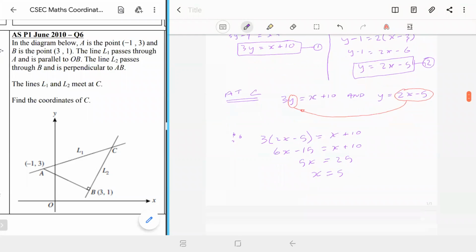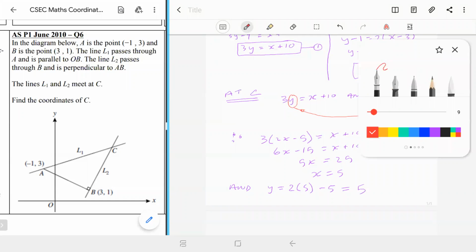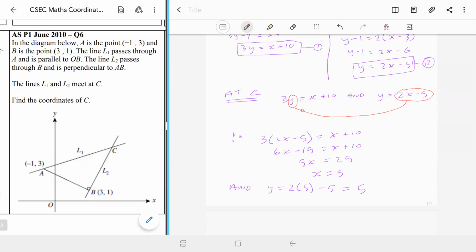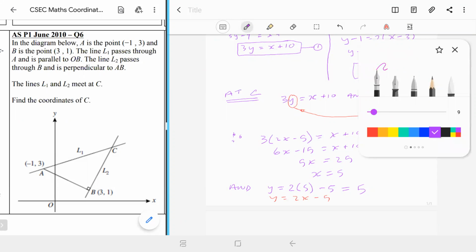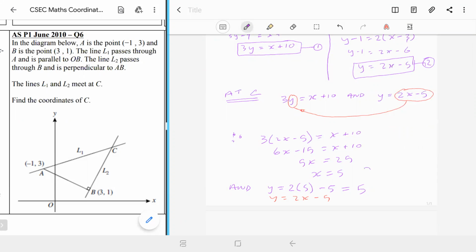Then if x equals 5, we can just put back the 5 in this equation to find the y value. So y equals 2 times 5 minus 5, which is 10 minus 5, which is 5. What we did here, we substituted in the equation y equals 2x minus 5. So x equals 5 and y equals 5, and therefore C is the point (5, 5).